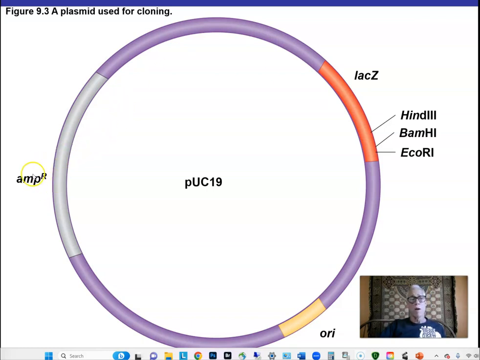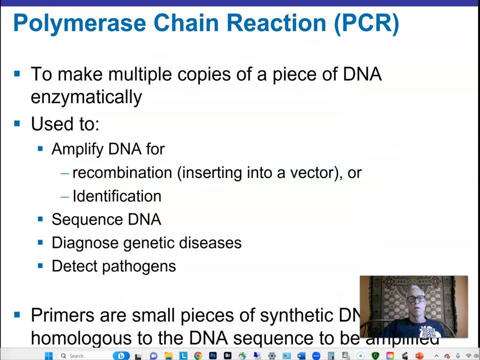We have a resistance marker here that will allow us to select bacteria that have received this plasmid when we eventually want to introduce this back into E. coli after we do our little insertion. Ampicillin resistance is probably the most commonly used. And so we can put ampicillin, an antibiotic, in our culture media, and it will not let any E. coli grow except the ones that have this plasmid, because it can make the beta-lactamase protein that will destroy ampicillin in the medium and let the thing grow.